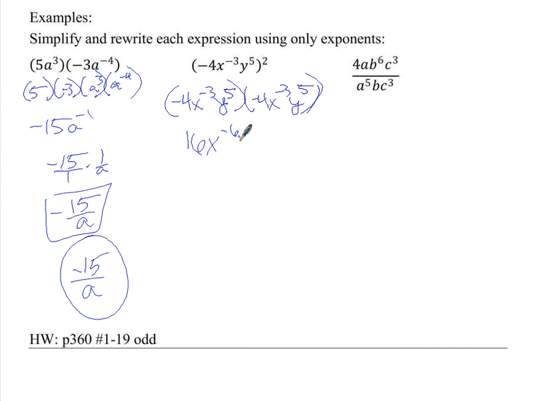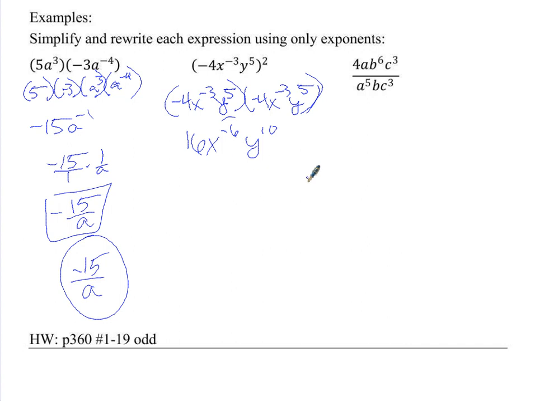And then y to the 5th times y to the 5th is y to the 10th. Good. All right, now I'm not done because I have to simplify this. I can't have an answer with a negative exponent in it right here. So what do I do?